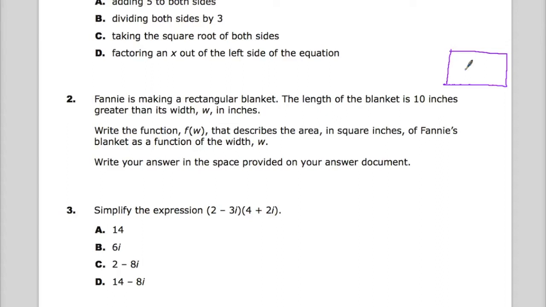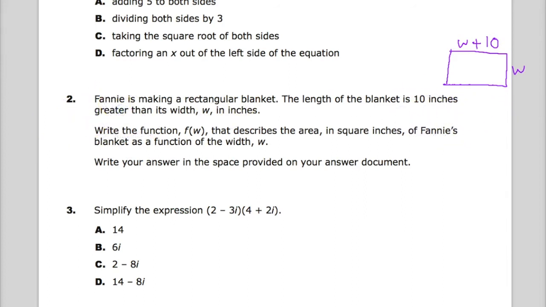The length of the blanket is 10 inches greater than the width. So 10 inches greater than the width, which means I'm basing everything off the width. So here's the width. And the length is width greater than. Greater means I'm adding. Than means that I flip the order, so the W goes in front. W plus 10. So now I have my picture drawn out. I have something to work with.